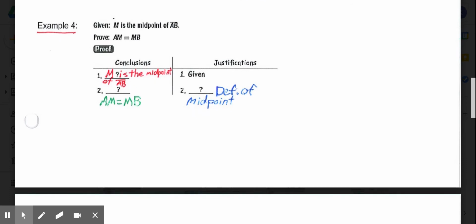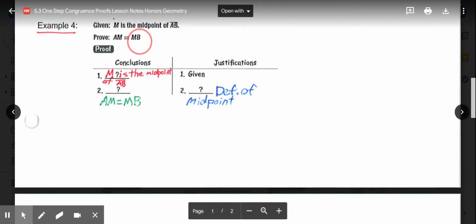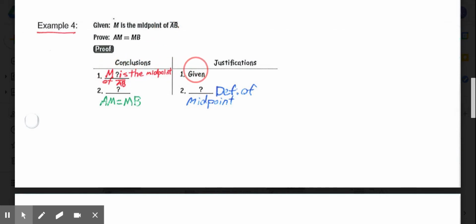Now back to a one-stepper here. Example 4 told us M is the midpoint of segment AB. Prove the distance AM equals MB. So I know my given is my first conclusion. M is the midpoint of AB, given.